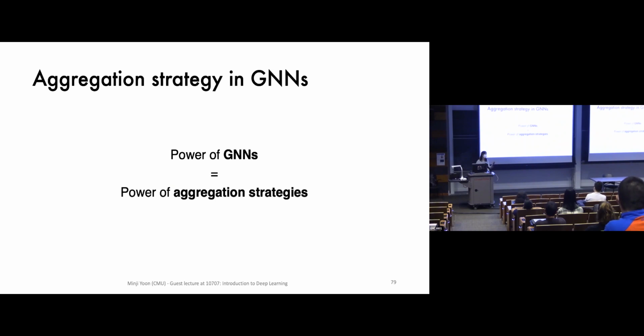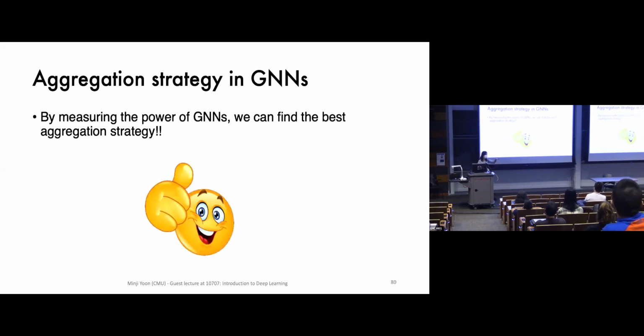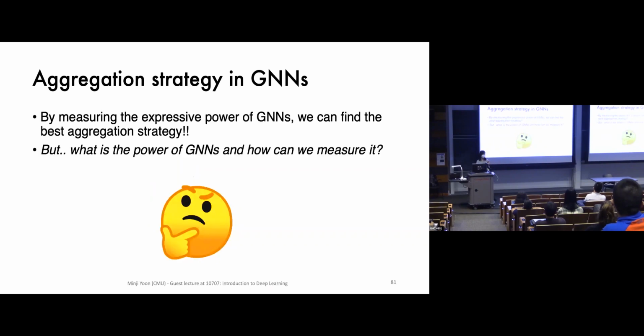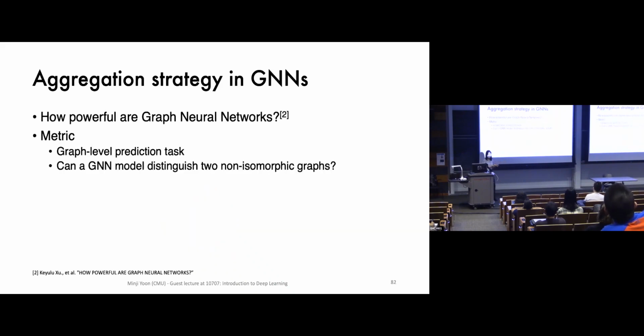So to find the best aggregation strategy, we need to measure the power of GNN. When we find the maximal-power GNN, we can look into which aggregation strategy it uses, and that's gonna be the optimal aggregation strategy for us. Then your question is going to be, but what is the power of GNN? How can we measure it? So this seminal paper, How Powerful are Graph Neural Networks, says we're gonna measure a GNN's power by giving it two non-isomorphic graphs, which means they have different graph structures.